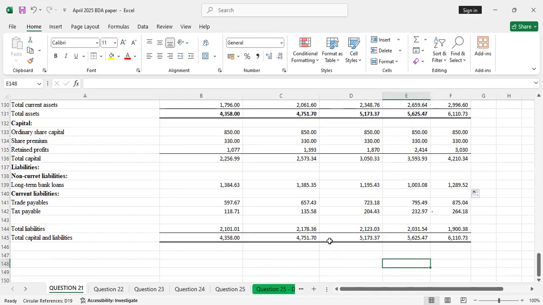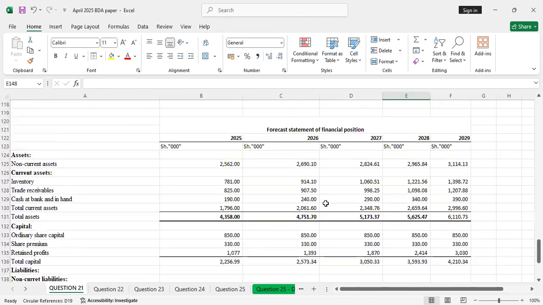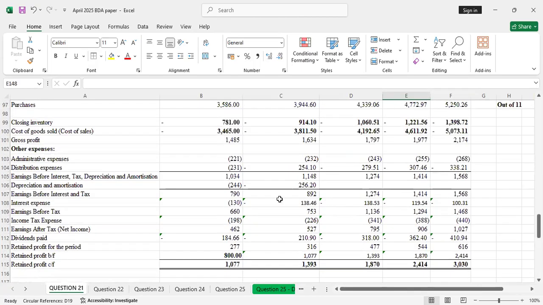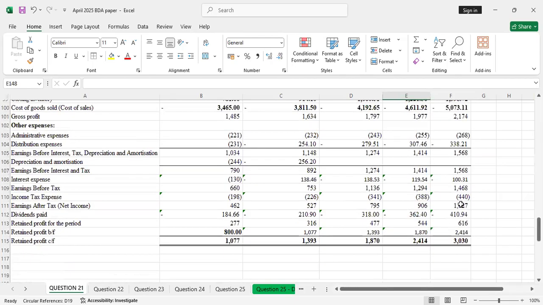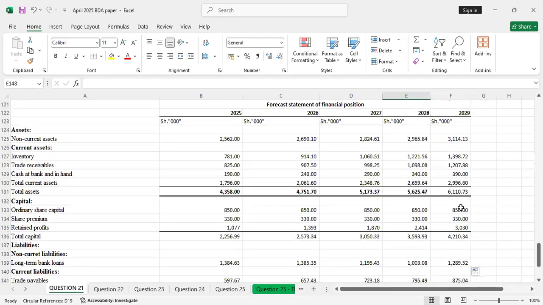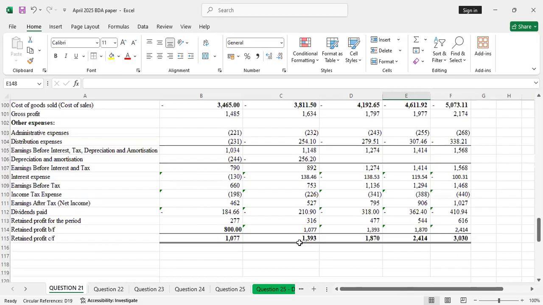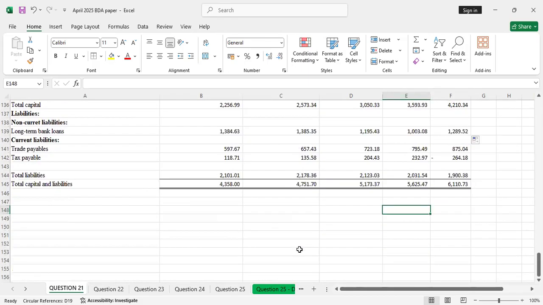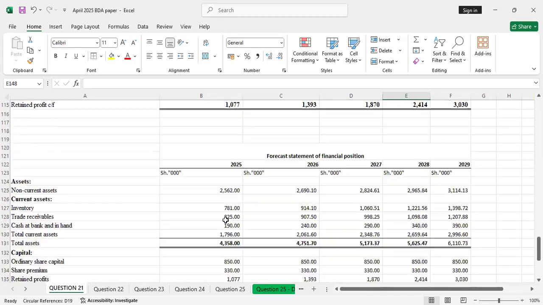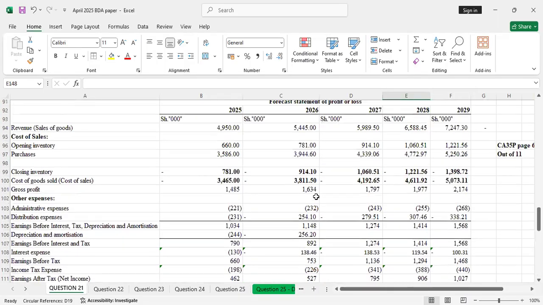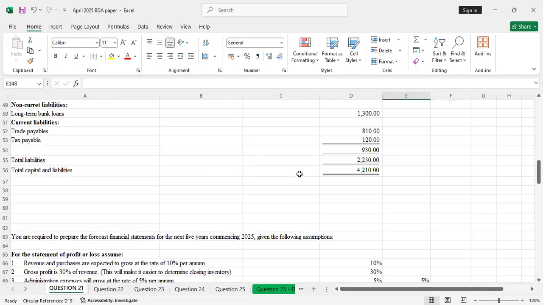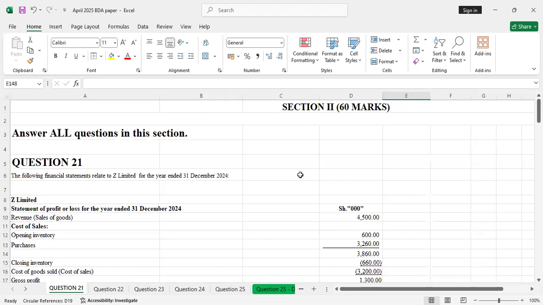That's how you're supposed to tackle that question. So I'll go to the interest expense. Everything is complete now. And you get yourself a clean 20 marks. So this was forecasting. This is an area that they will always test.